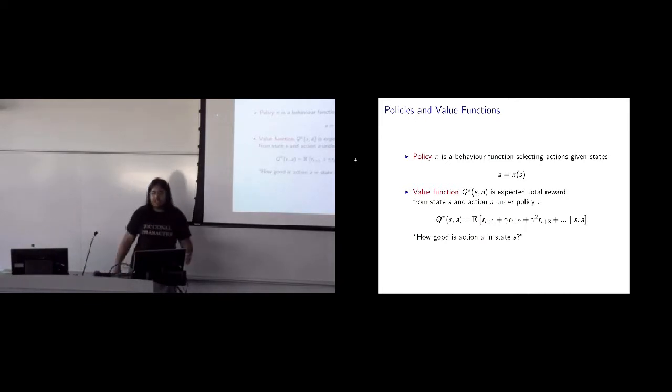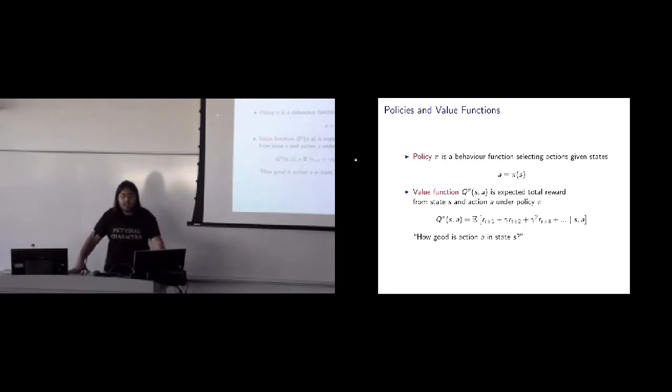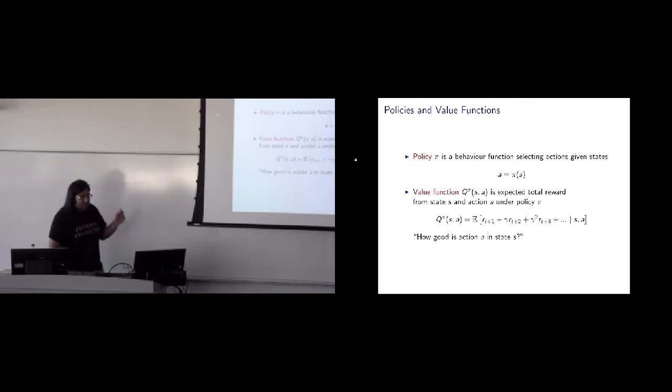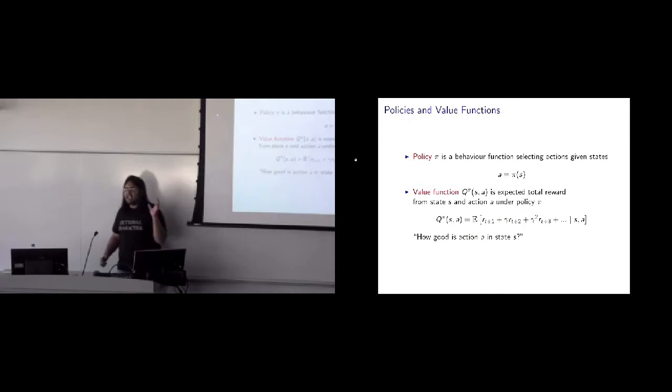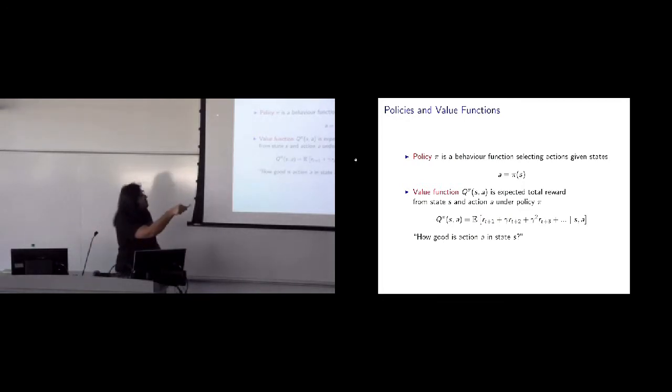What's that pi over Q? Why do we say Q super pi? What would happen if we didn't put that pi in? What's pi? Pi is policy. Q is always determined based on the instantaneous reward that you receive after taking action. After taking action A in state S, you'll receive an instantaneous reward. And then the rest is what would happen if you follow policy pi. What happens afterwards is determined by policy pi. That's why we need to mention this policy pi here.